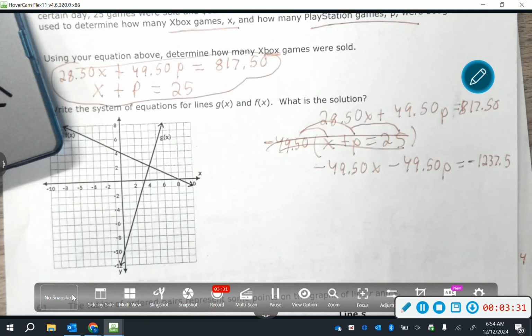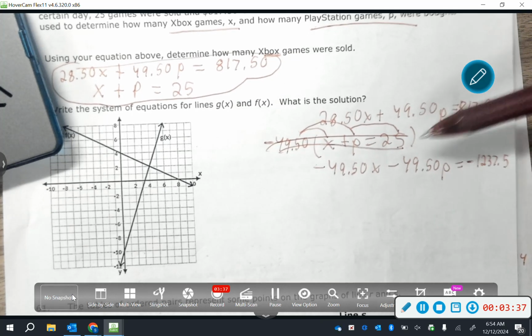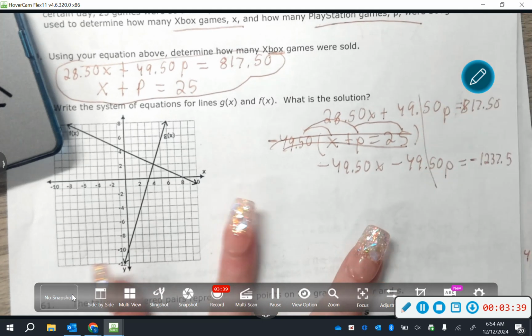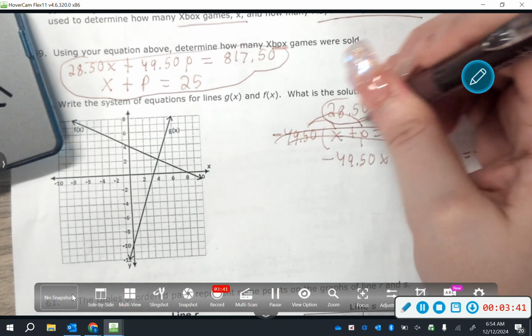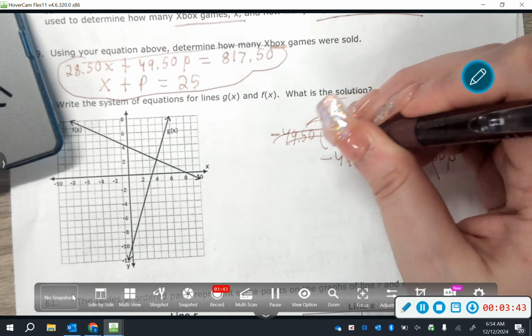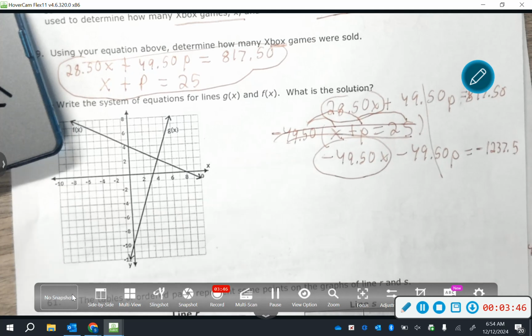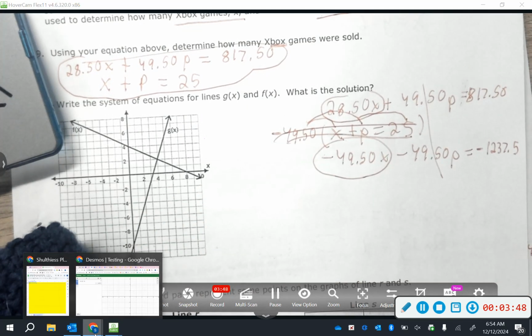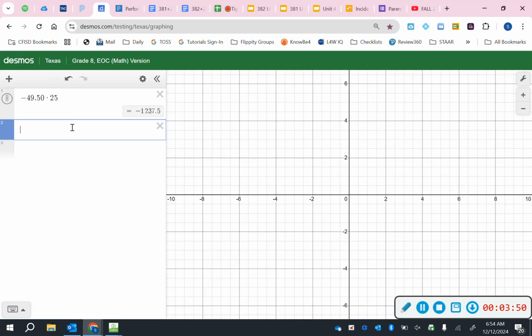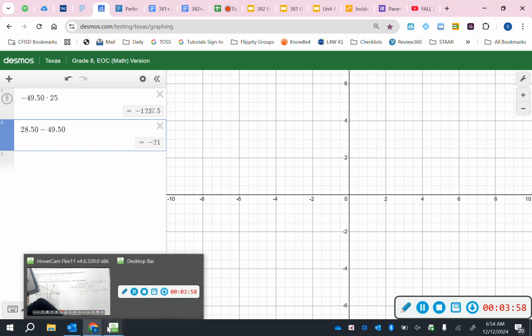Okay, so now we're looking at what has the same number and have the opposite sign. We need a zero pair. Well, these have the same number, opposite signs. Our P's cancel. Now I'm going to combine these. 28.50 X minus 49.50 X. So if I'm not sure what that is, I go to my calculator, plug in 28.50 minus 49.50. I get negative 21.